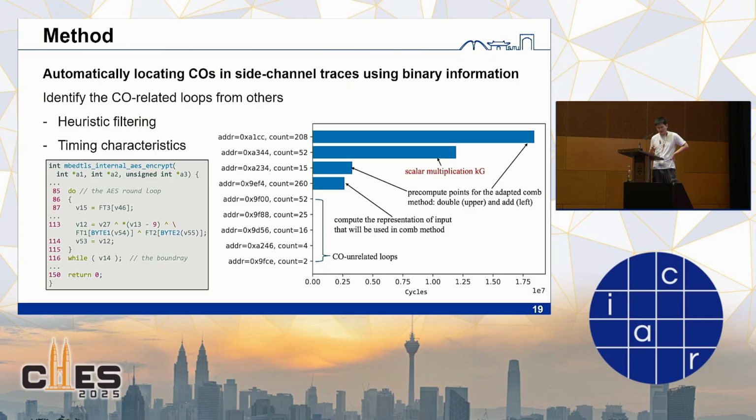For example, in the right figure, it's the ECDSA signing process we collected from mbedTLS, and you will see the most important cryptographic operation loops will take most of the execution time, and they will have distinguished characteristics, so we can use this information to filter them.